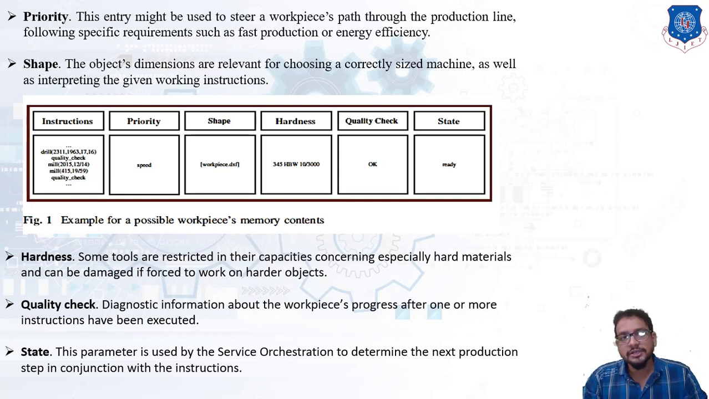Then after shape, the shape is basically an object's dimensions, which are relevant for choosing a correctly sized machine as well as interpreting the given working instructions. Now, what is hardness? As I discussed, some tools are restricted in their capacities concerning especially hard materials and can be damaged if forced to work on a harder object. So workpiece hardness has to be specified.